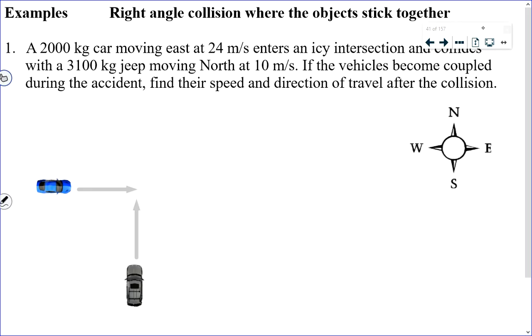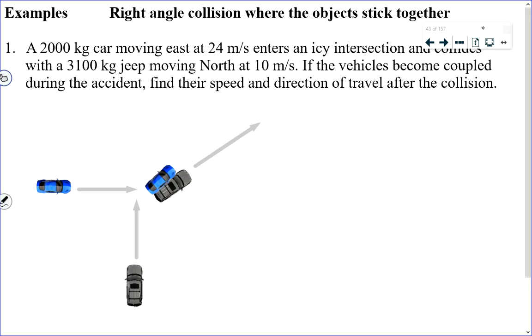So what we have going on here, and this that we're drawing, by the way, is not a vector diagram. It's just showing what's happening: we have a car moving in one particular direction, to the right, which is east. We have a Jeep moving towards the top of the piece of paper, which is north. And they collide and move off in some particular direction. So this is a picture or a diagram showing what's happening before and after put together into one diagram.